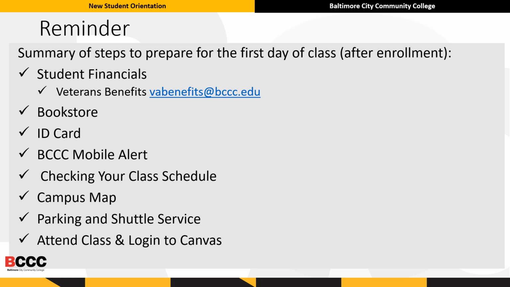Check your class schedule so you can verify the locations of your courses, as well as the building and room number of your classes. And particularly if you're at the Liberty campus, you want to view the campus map so that you know the different buildings and where they are located. You want to know as well where to park and also the shuttle service if you plan to travel between the different BCCC locations so that you are arriving on time to your classes and knowing what time the shuttles depart.